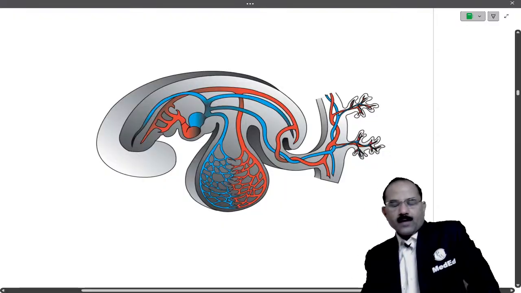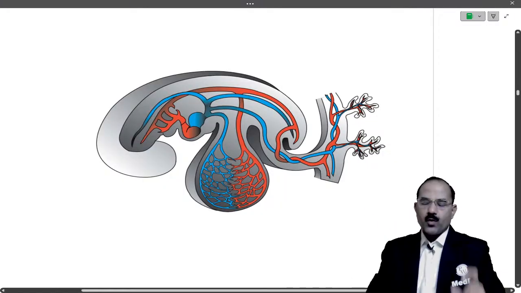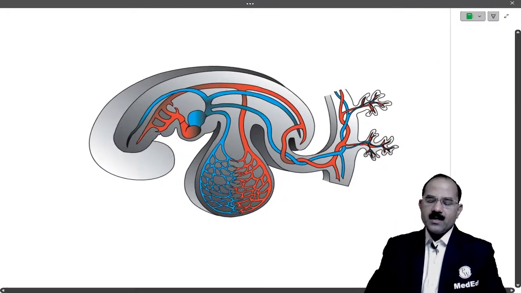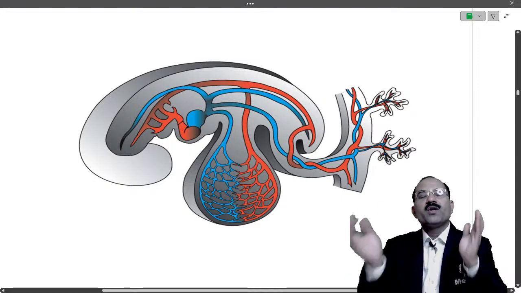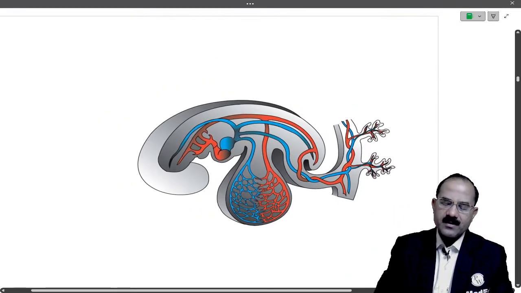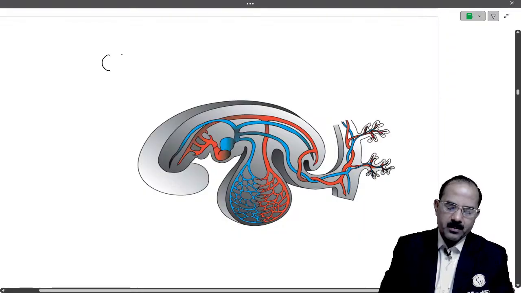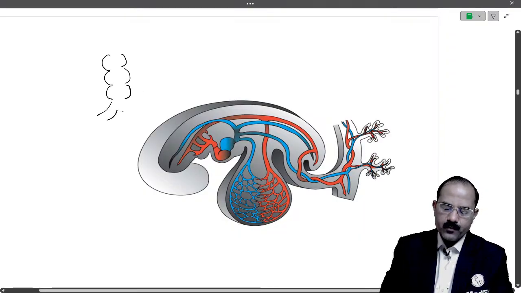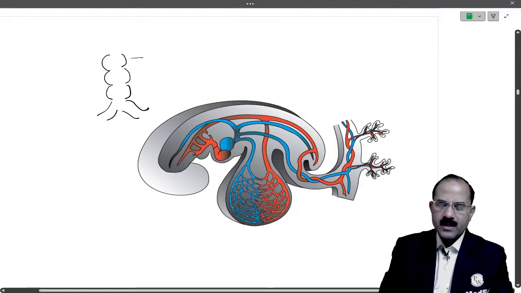Now you tell me, what are the three veins which open in the sinus venosus? Sinus venosus is the venous chamber of a primitive heart, right? The primitive heart has four chambers. Just answer this. This is one, this is two, this is three, and this is the fourth chamber. So what is this known as? This is what we call the bulbus cordis.